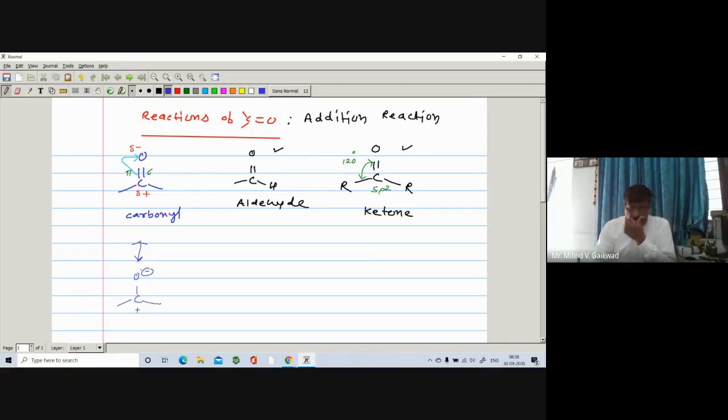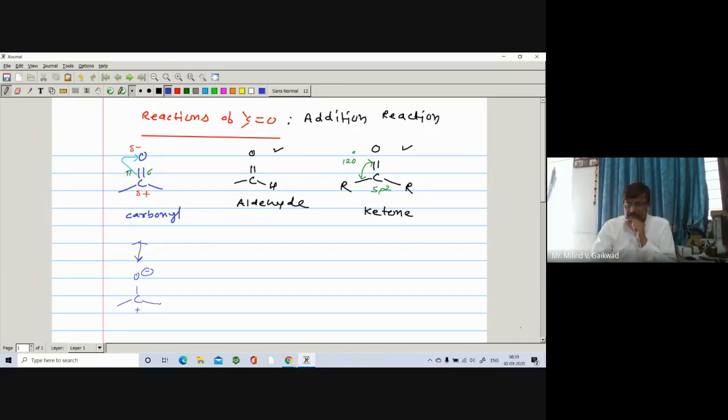As oxygen is more electronegative, the pi bond between oxygen and carbon opens on the oxygen. Oxygen has a negative charge and carbon has a positive charge. So there is a generation of positive and negative charge in the carbonyl group. As carbon is positive, the nucleophile will attack the carbonyl carbon, and as oxygen is negative, the electrophilic end will attack the oxygen. This is the resonating structure of the carbonyl compound, and we can write it in brackets.